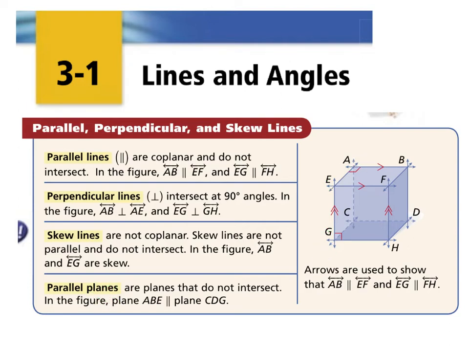Parallel planes are planes that do not intersect. In the figure, plane ABE, which is the top part of this box, is parallel to plane CDG, which is in the bottom part. Arrows are used to show that line AB is parallel to line EF, and line EG and line FH are also parallel. So notice that we use these arrows as I just told you. Those arrows indicate that lines are parallel.